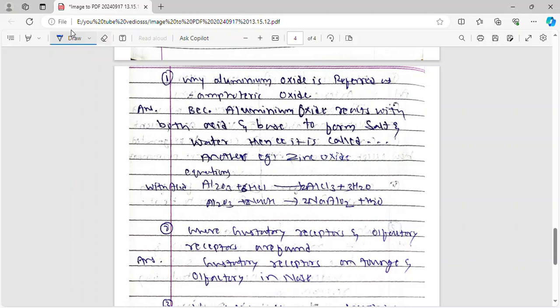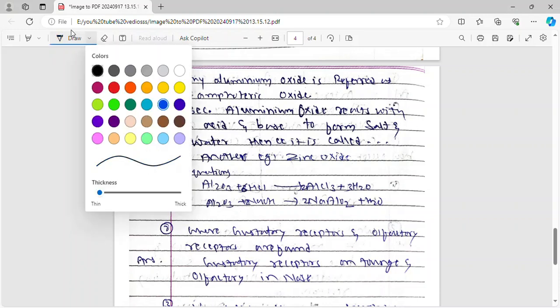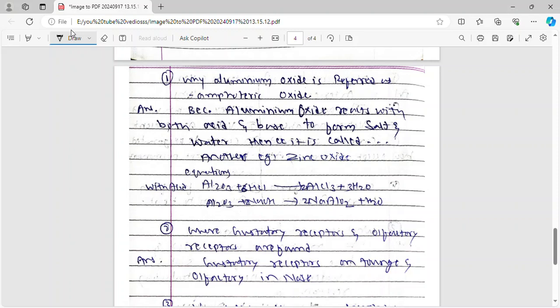Why is aluminium oxide known as an amphoteric oxide? Aluminium oxide is known as which oxide? Amphoteric. Because aluminium oxide reacts with both acid as well as base to form what? Salt and water. Aluminium oxide is an amphoteric oxide because it reacts with both acid and base to form salt and water. One more example is zinc oxide. Zinc oxide also reacts with both acid as well as base to form salt and water.